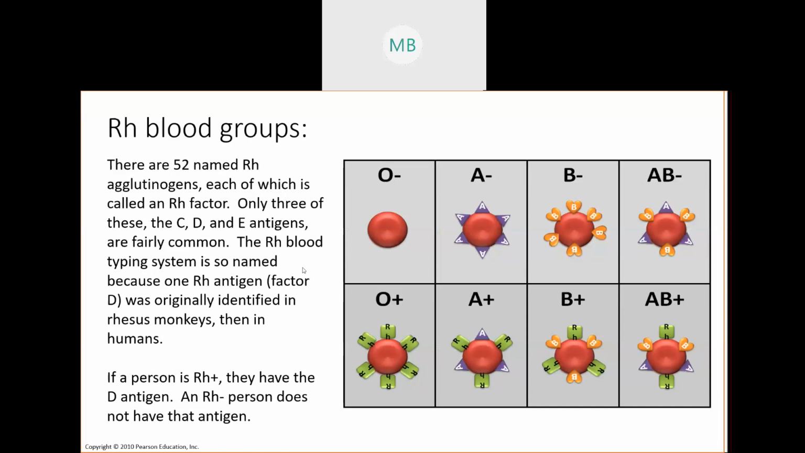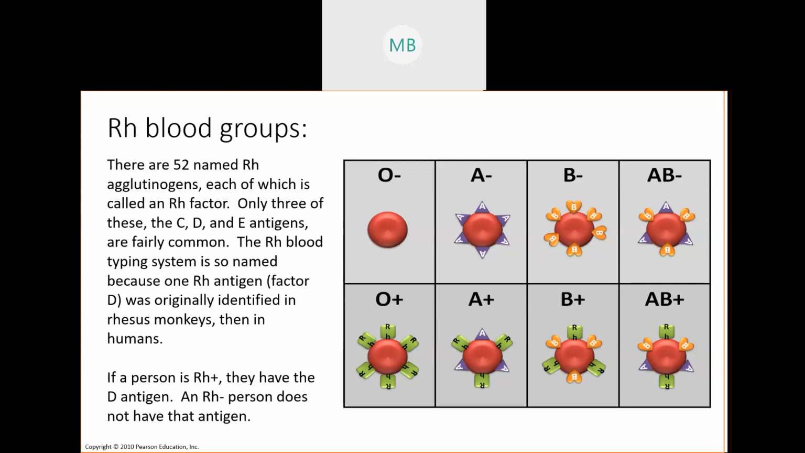Another factor in all of this, there is one more antigen or protein that we need to consider with blood typing, and it is called the Rh factor. The rhesus antigen is named because it was originally discovered in rhesus monkeys, but some people have the Rh factor in them, or factor D. Other people don't. It's that simple.